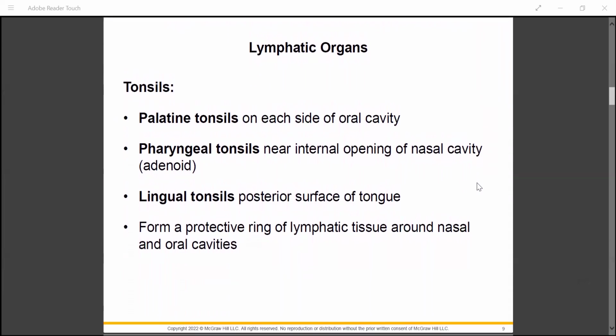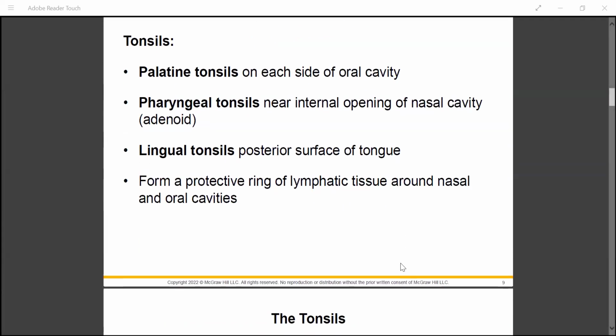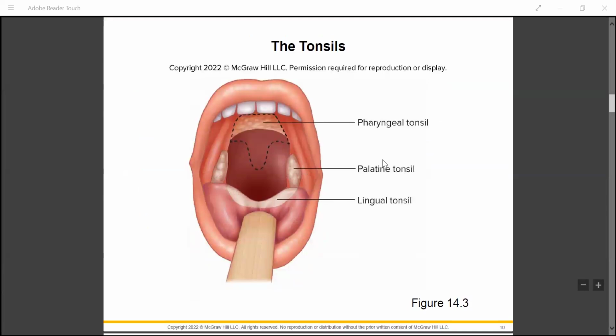Our tonsils are actually lymphatic organs, and we have three different types. We have a palatine tonsil that's on either side of the mouth. We have our pharyngeal tonsils. Those are going to be near our nasal cavity. And then we have our lingual tonsils that lie on the posterior surface of the tongue. And in a sense, if we put all three of those together, we would form a protective ring of tissue around our nose and mouth. So this just shows our different locations here, and it kind of creates a whole ring.